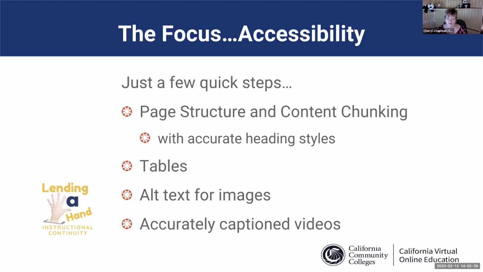Images are great for online delivery of materials, and we just want to make sure that they have alt text. And then of course videos, that's a big one, because a video might be captioned and then it's not accurately captioned, so it kind of defeats the purpose. So those are the fast and furious things we're going to do today in Canvas.